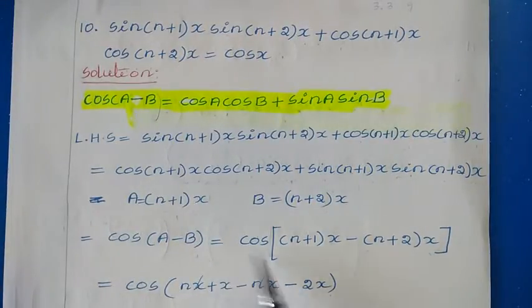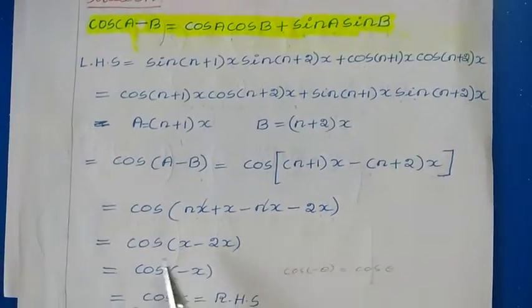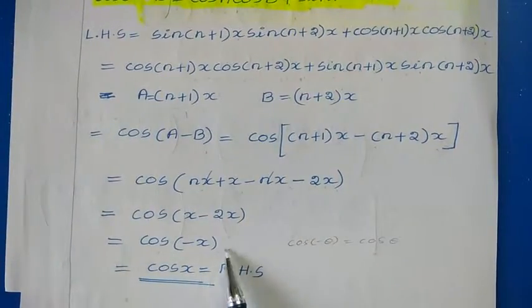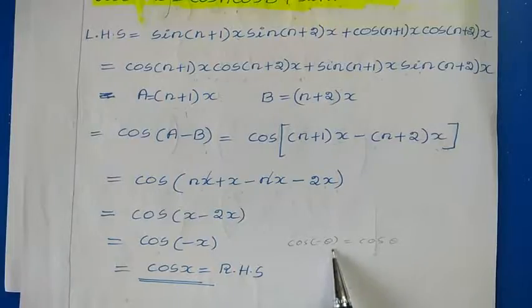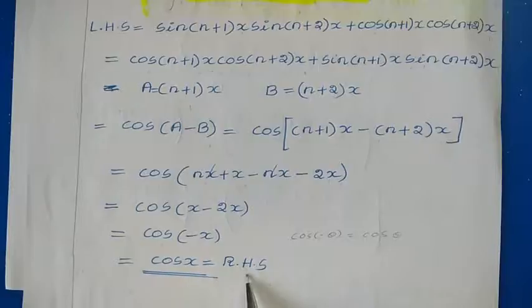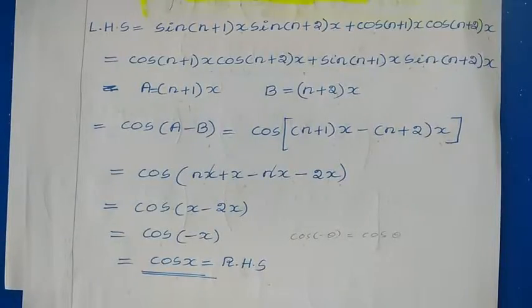That is equal to cos of a, which is (n plus 1) into x, minus b, which is (n plus 2) into x. So now just multiply this out. This becomes nx plus x minus nx minus 2x. After cancellation, we get cos of (x minus 2x), that is equal to cos of minus x, and we know that cos of minus theta is equal to cos theta. So here we get the answer cos x, that is equal to the right hand side. So this is the solution of questions 8, 9, 10.